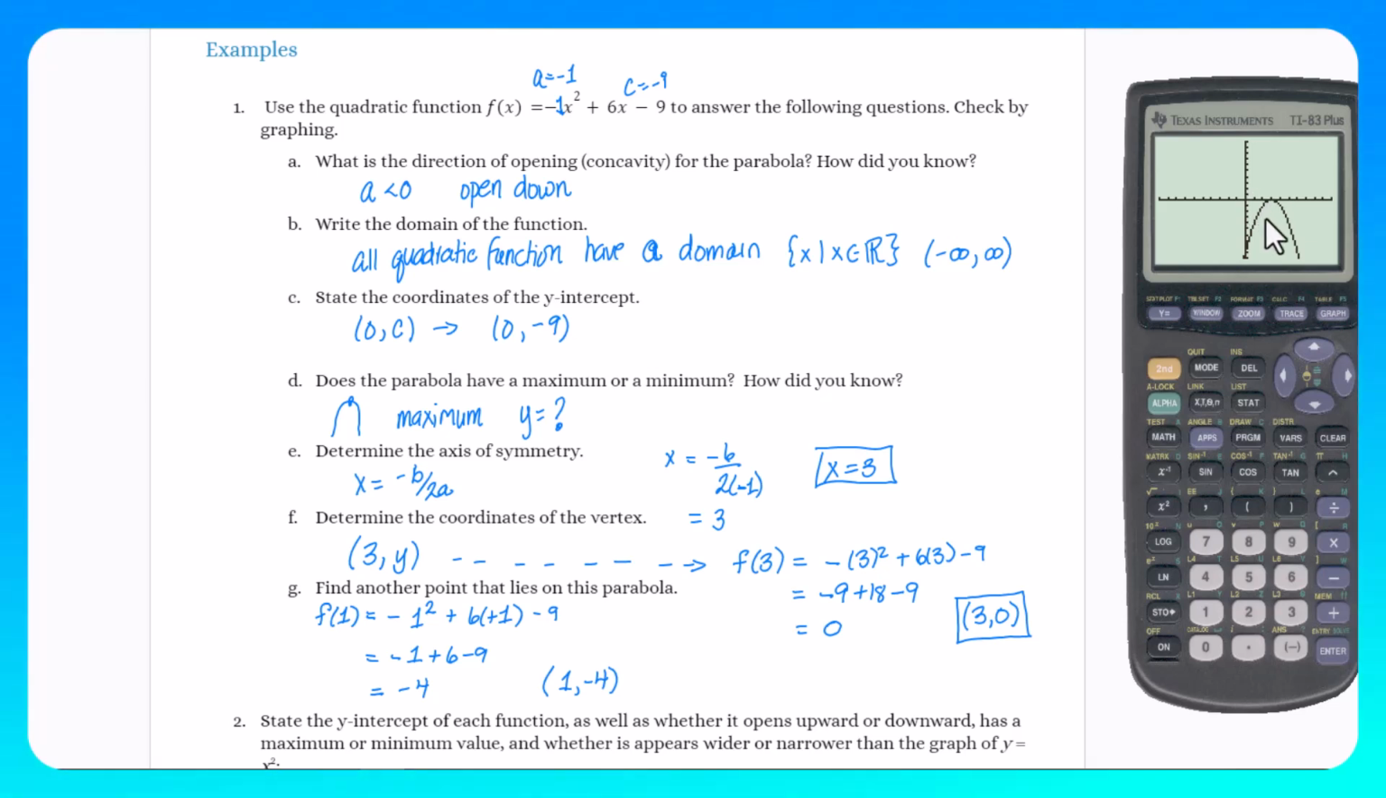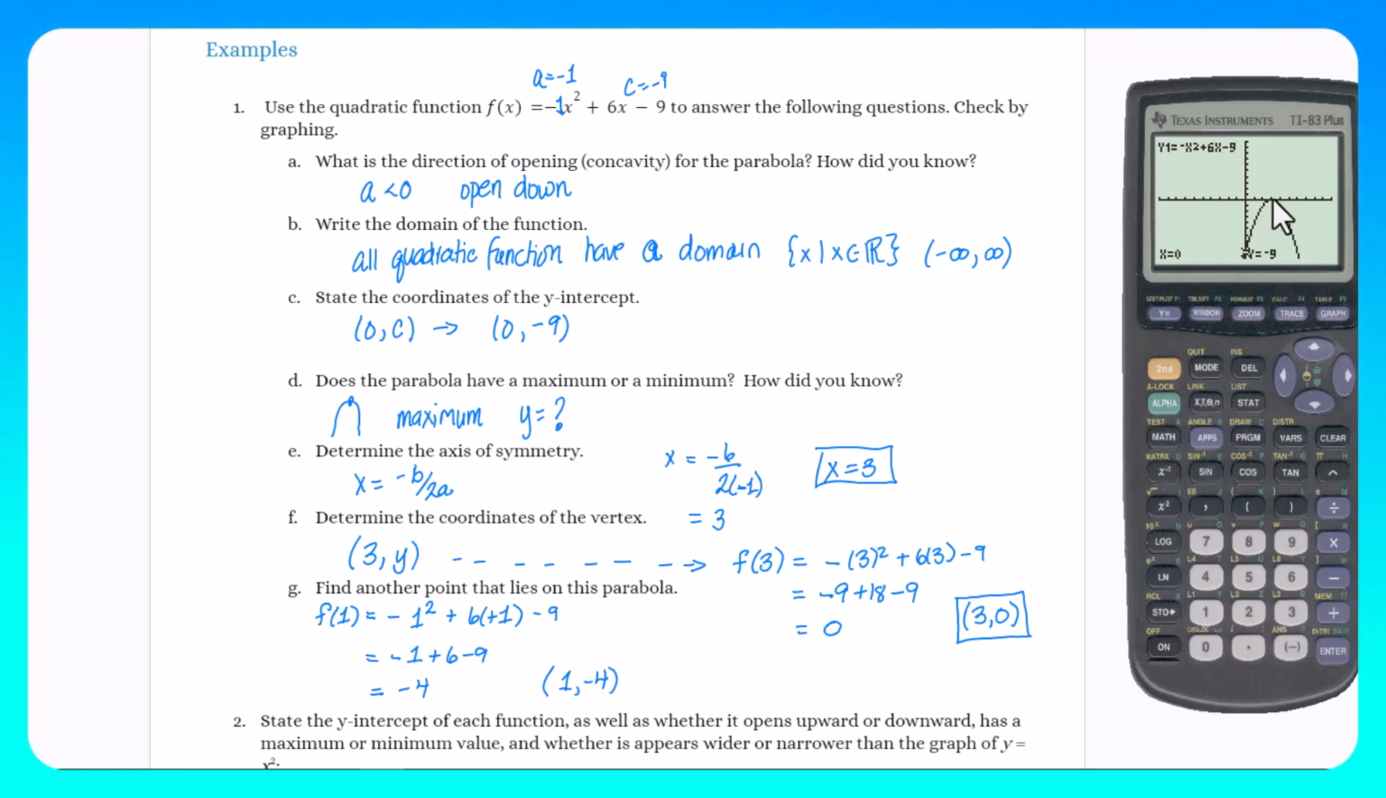It says, what is the value of the y-intercept? Well, to do that, we're going to use that second trace button, and we're going to hit 1 for value because we know the y-intercept is when x equals 0. So we just put in 0, hit that, and we get the negative 9, which is what we want. Just by looking at this for part D, we can see that it indeed does have a maximum.